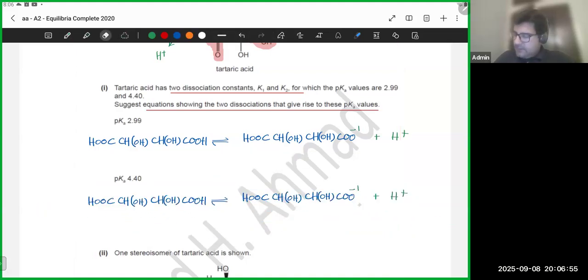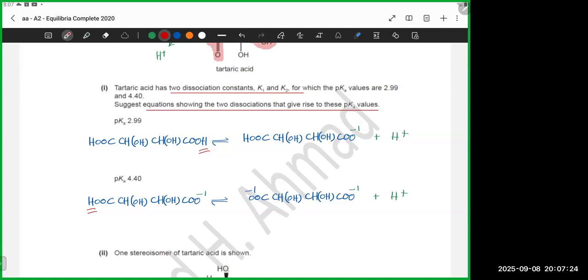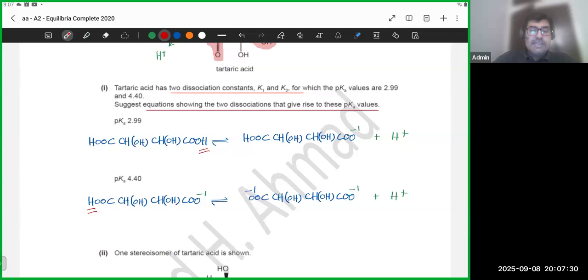So the first one is lost already, so this is already -1 to begin with. And now it's going to end up releasing another H. So you're going to have -1 on the other side as well. Okay, so that's your two dissociations. First 1H gets lost, and then the other H gets lost. Okay, so remember diprotic acids, they will have two dissociations. Is this clear to everyone? Yes, sir.